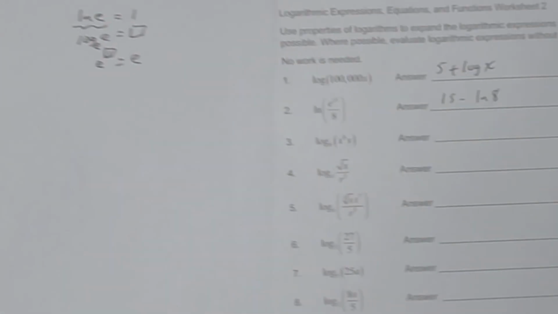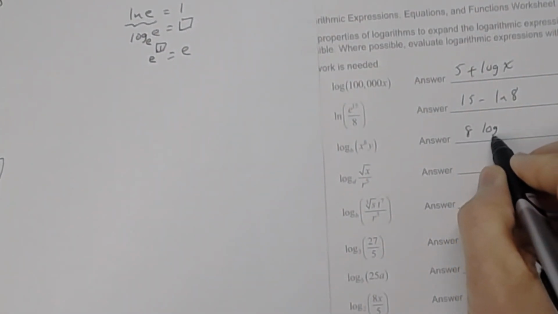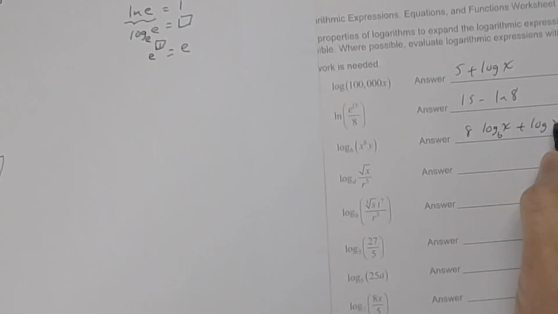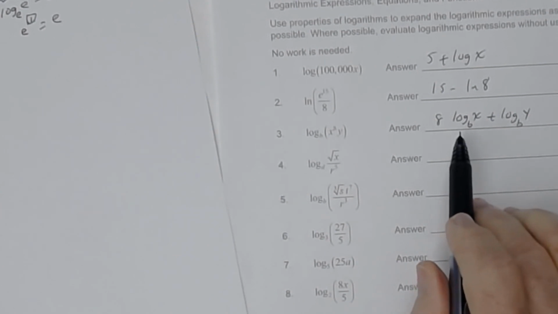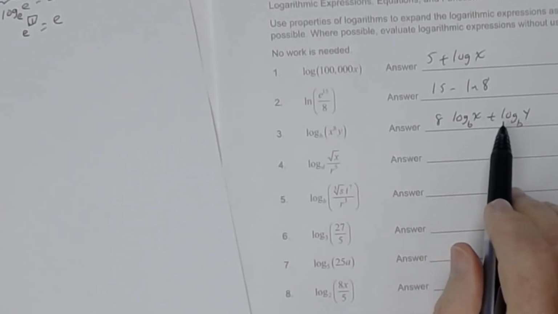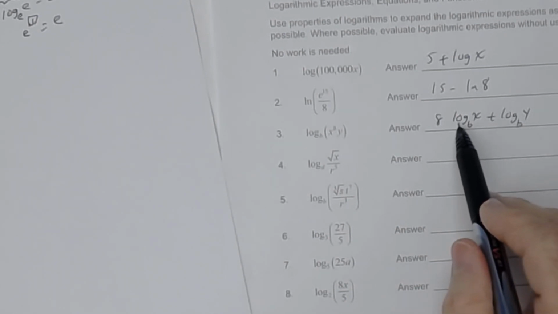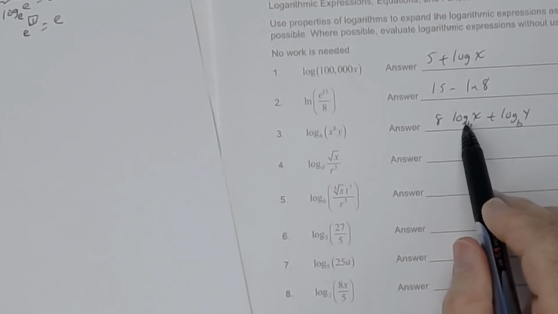So number 3, the answer is going to be 8 log of x base b plus the log of y base b. And make sure as you're writing this that your bases look like a subscript. And see where x is? So x is aligned with that log right here.